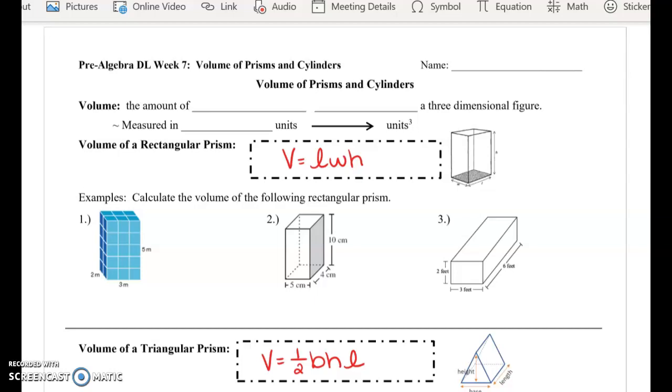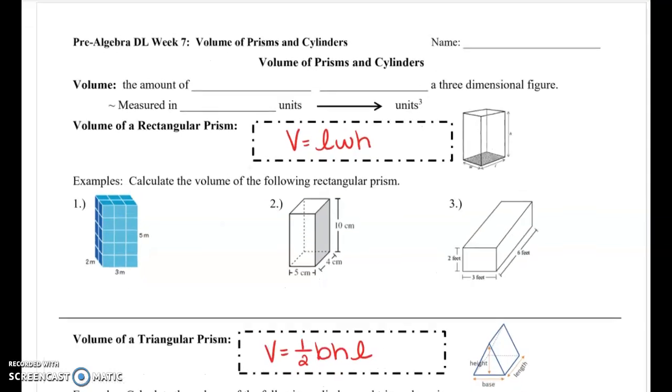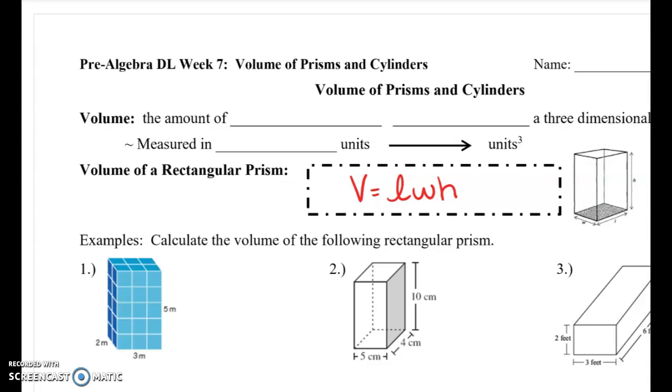So we're talking about volume of prisms and cylinders. Volume is the amount of space inside a three-dimensional figure. It's measured in cubic units.